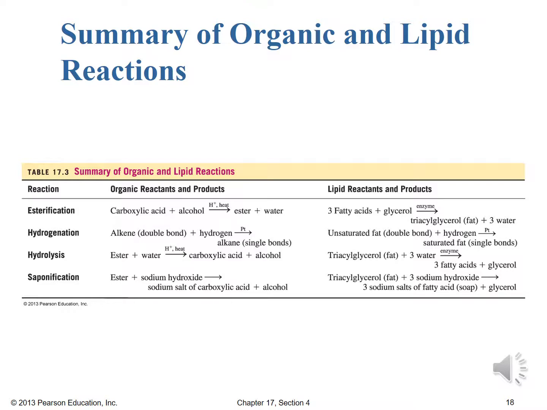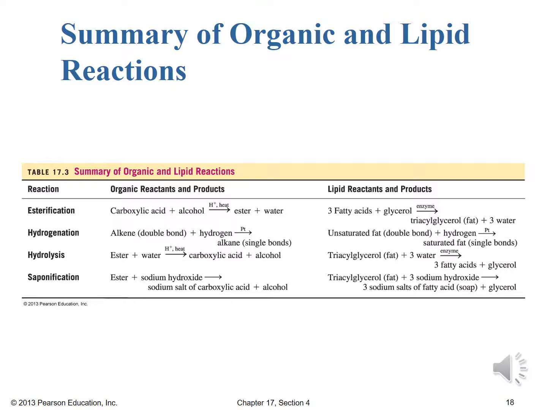In the case of hydrogenation, we had an alkene plus hydrogen, in the case of a platinum or palladium or nickel catalyst, giving us an alkane. When we look at the right-hand column now, in a lipid reaction, we tend to see this with an unsaturated fat, so at least 1 double bond, plus hydrogen on a platinum catalyst will give us a saturated fat with single bonds, plus some amount of that trans unsaturated fatty acid product.